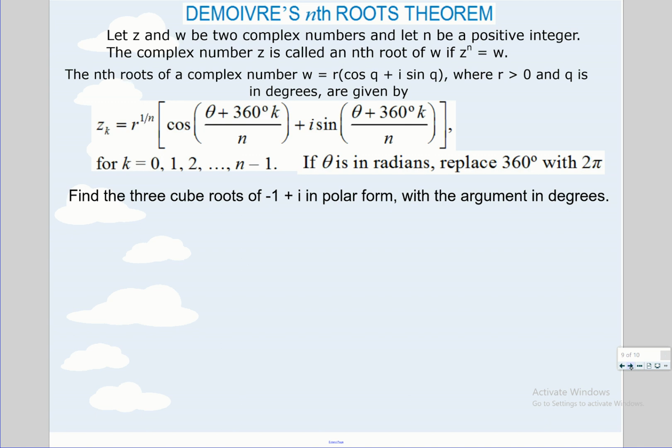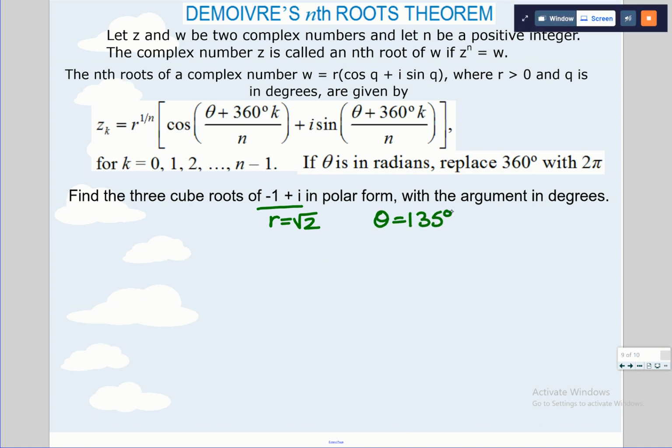So this one says, find the 3 cube roots of negative 1 plus i, and we're going to leave our answer in polar form. The argument, the angle, is going to be in degrees. Negative 1 plus i is the complex number that we just used in the previous problem, and I did that intentionally just to save us a little bit of time. So r we had, that was square root of 2 from the previous problem, and theta from the previous problem was 135. If you didn't have those, you'd have to find those first, okay? All right, so using the formula, if it's a cube root, I'm going to have 3 values of K. K is 0, K is 1, and K is 2.